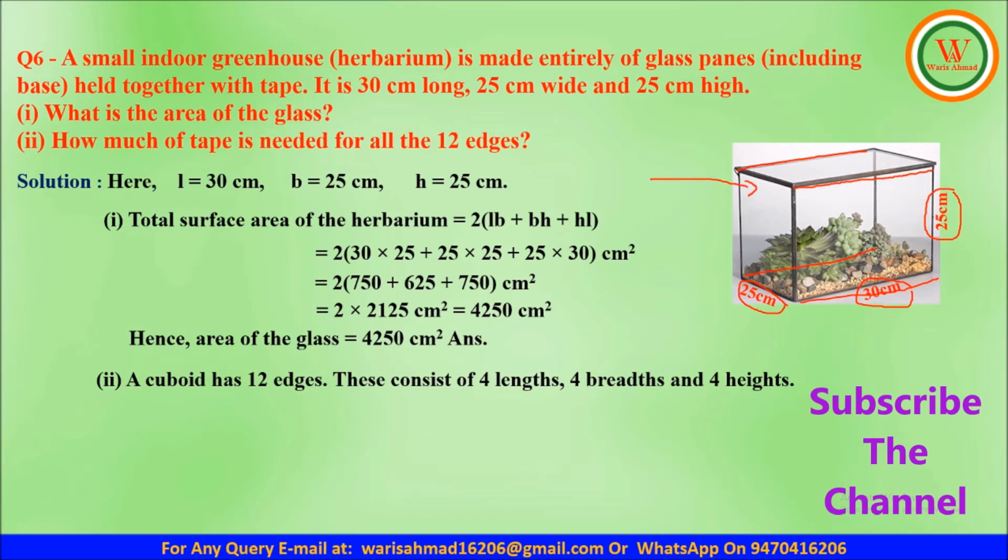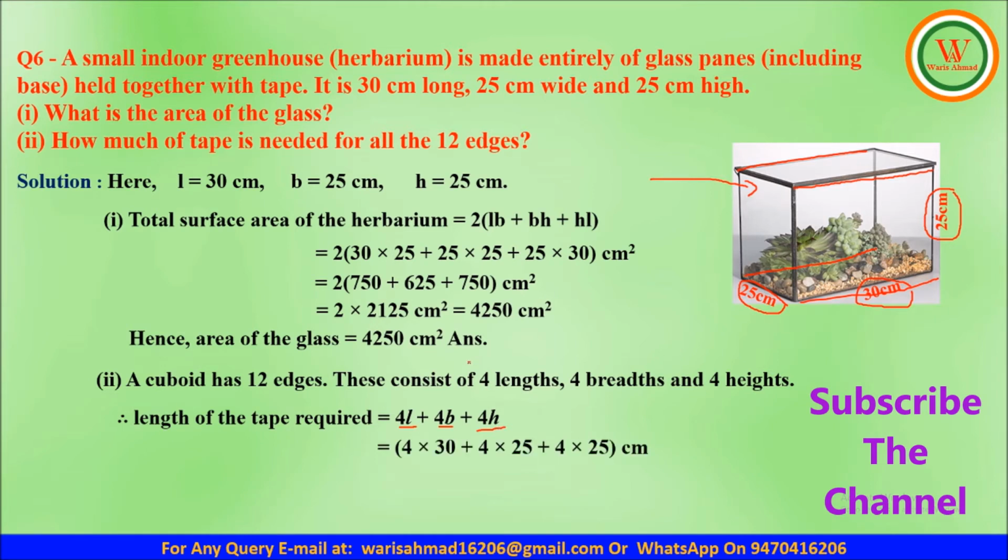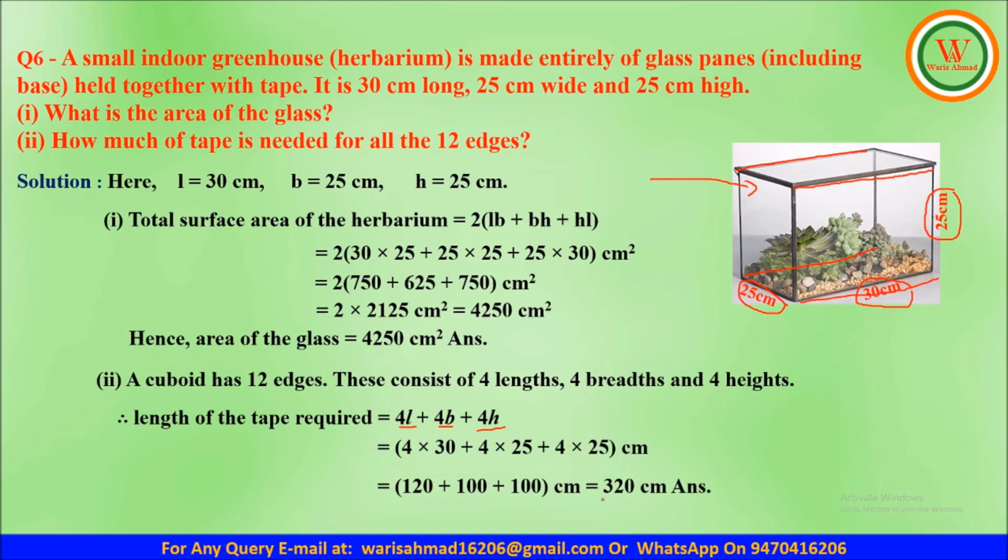So to find out the length of tape, we have to write the formula. Length of tape required will be equals to 4 multiplied by length, 4 multiplied by breadth, 4 multiplied by height also. After that, we have to put the value of length, breadth and height. As the length is given 30 centimeter, breadth is given 25 centimeter and height is given 25 centimeter. So we can put the value here, and after solving this one, we will have 320 centimeter. So this is the final solution of this question.